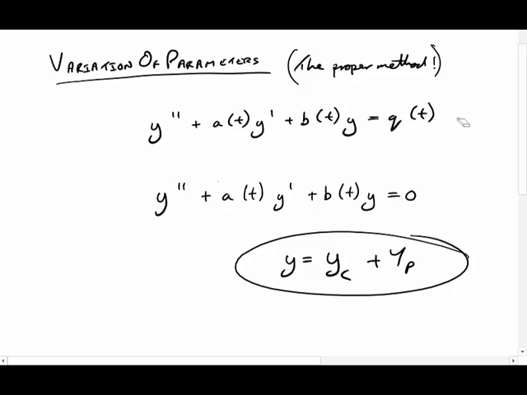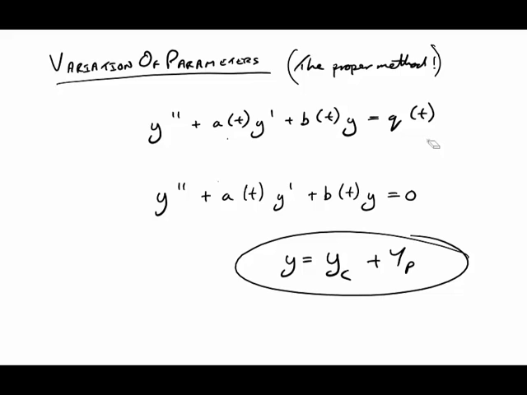Now this method, the method of undetermined coefficients, is fairly limiting, because for a start we need the coefficients a and b here to be constant. They can't vary at all. And we're also limited by what the right hand side looks like. We want either an exponential right hand side, a sine or cosine right hand side, or a polynomial right hand side, or multiples of them. If it's anything other than that, then we're pretty stuck, and we can't use the method of undetermined coefficients.